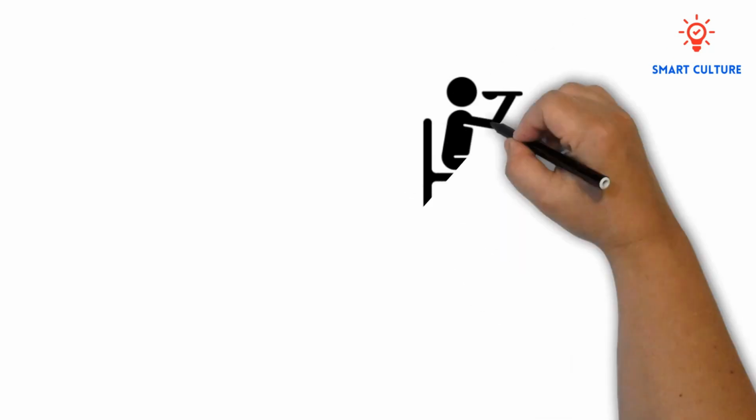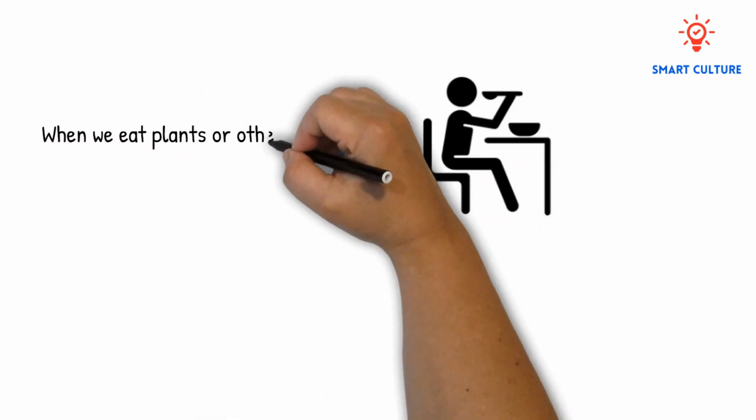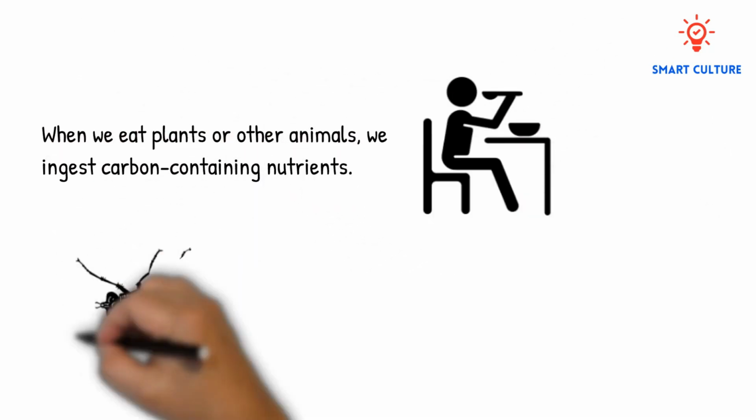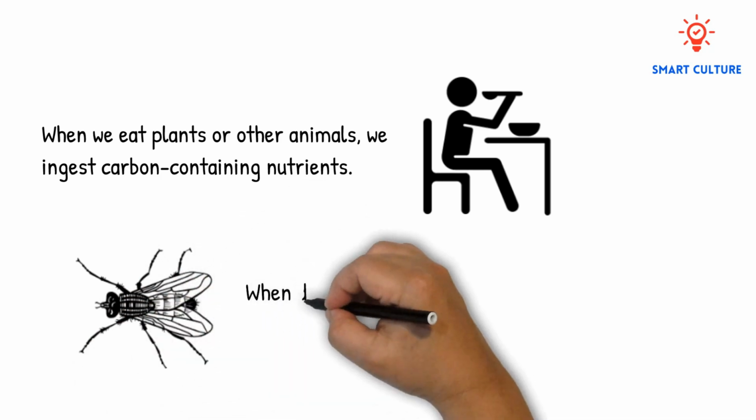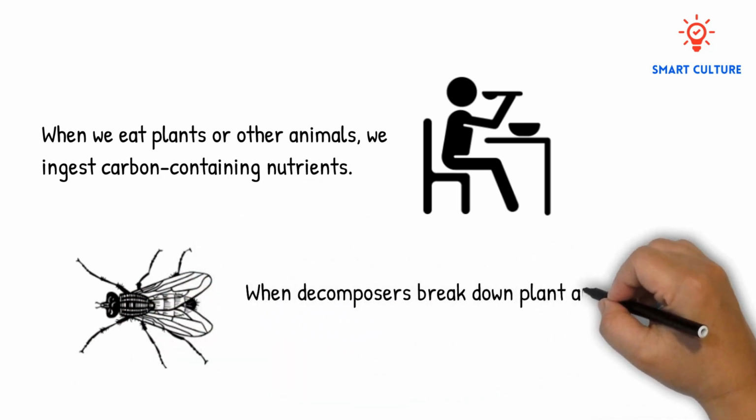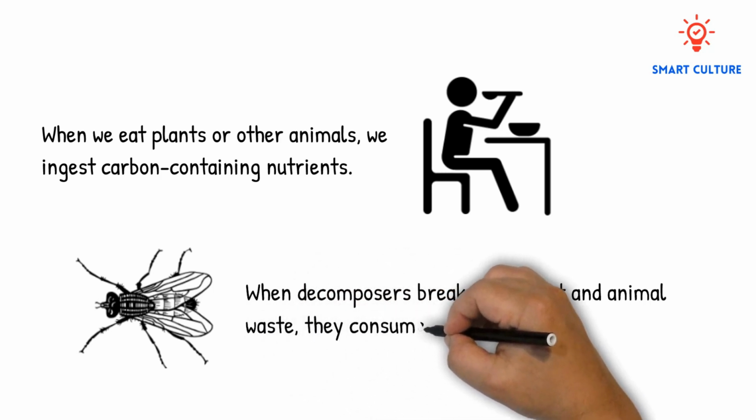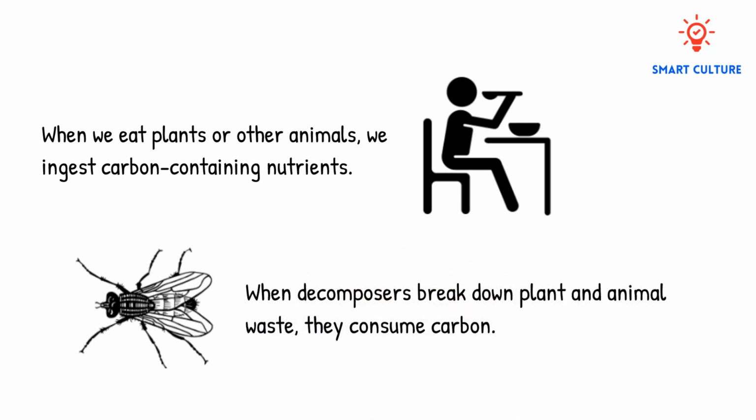When we eat plants or other animals, we ingest carbon-containing nutrients. When decomposers break down plant and animal waste, they consume carbon. And in this way, carbon is part of all living organisms.